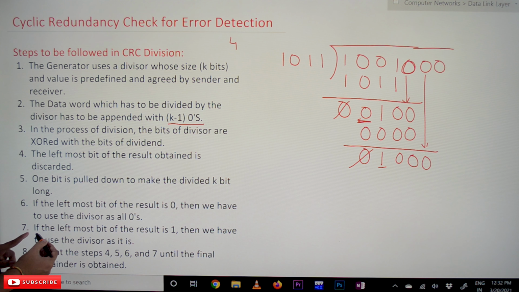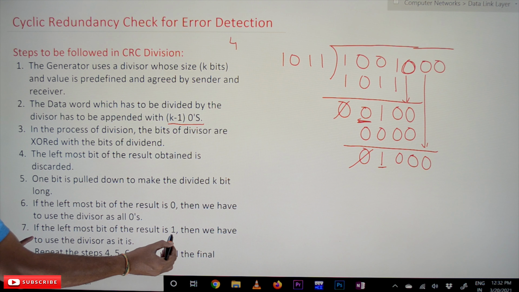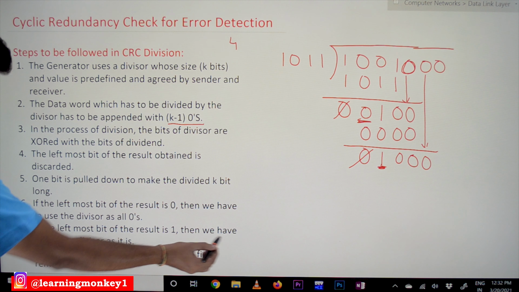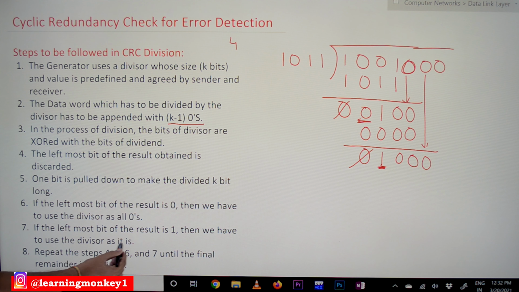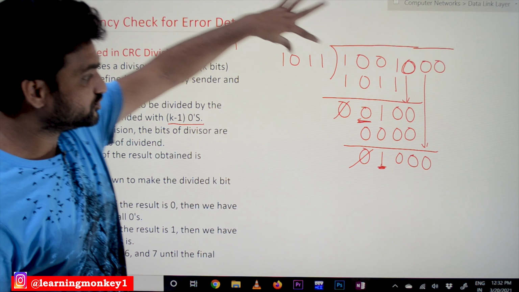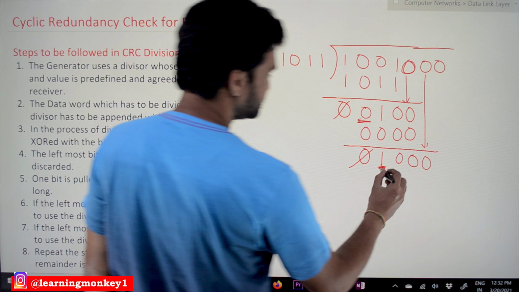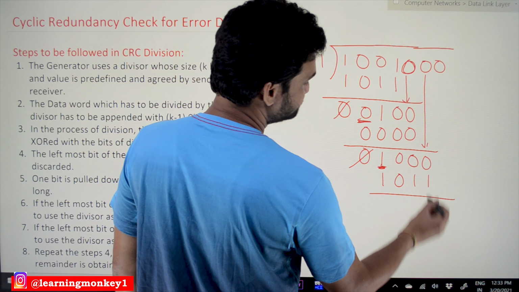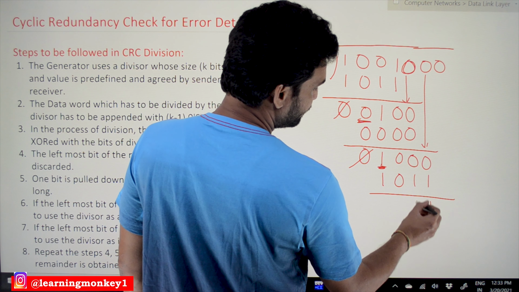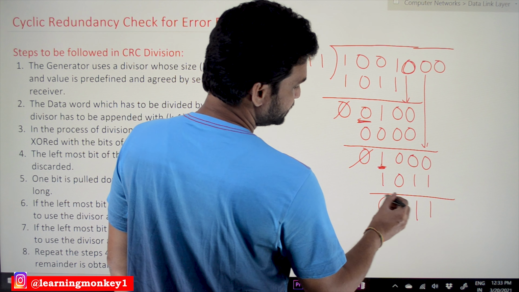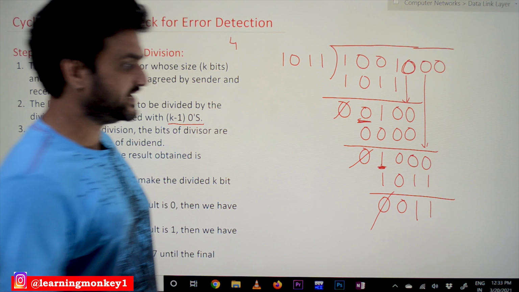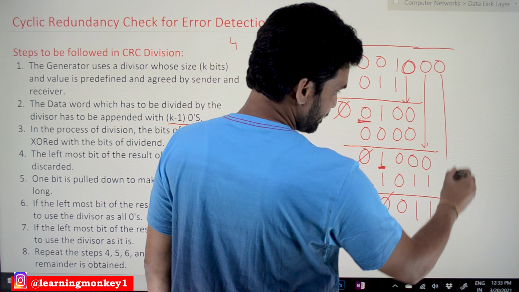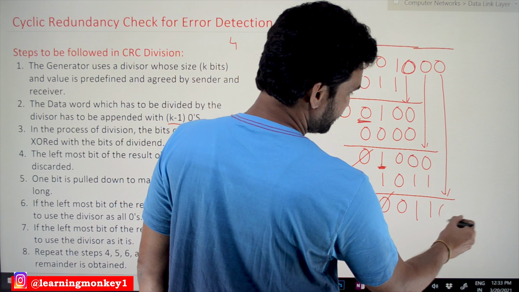The next case is if the leftmost bit of the result is 1. So this is the case. If the leftmost bit is 1, then we have to use the divisor as it is. So let's take 1 0 1 1. Again the same XOR operation gives 1 1 0 0, and the leftmost bit is discarded. And again we have to pull down the value to make it 4 bits.